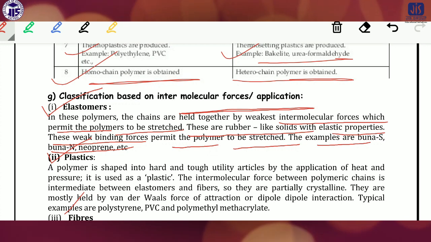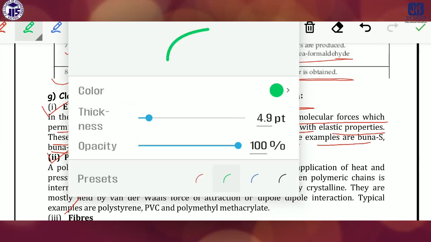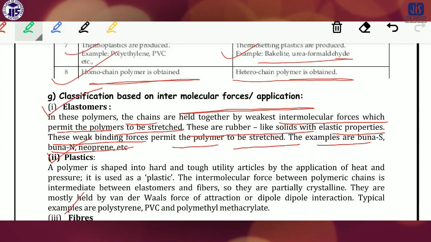So this is possible only if the polymer chains are held together by weak intermolecular forces. Weak intermolecular means they are held together by very weak forces. Then it is possible that they will behave in an elastic manner. So these are called elastomers. There are some examples you have to keep in mind: Buna-S, Buna-N, neoprene, etc. These are in the category of elastomers.